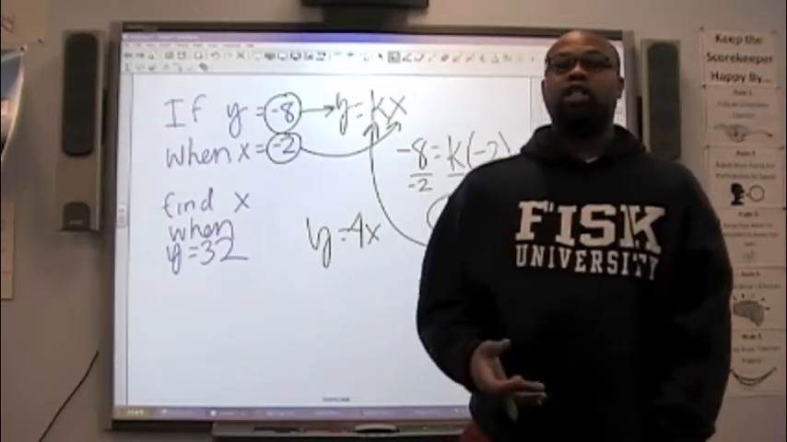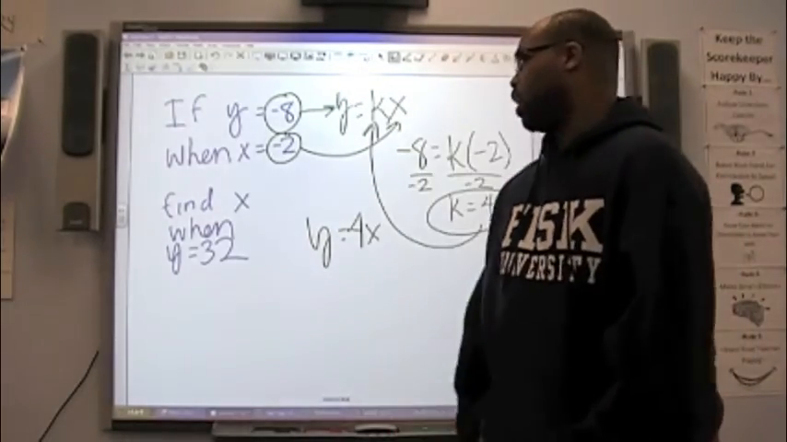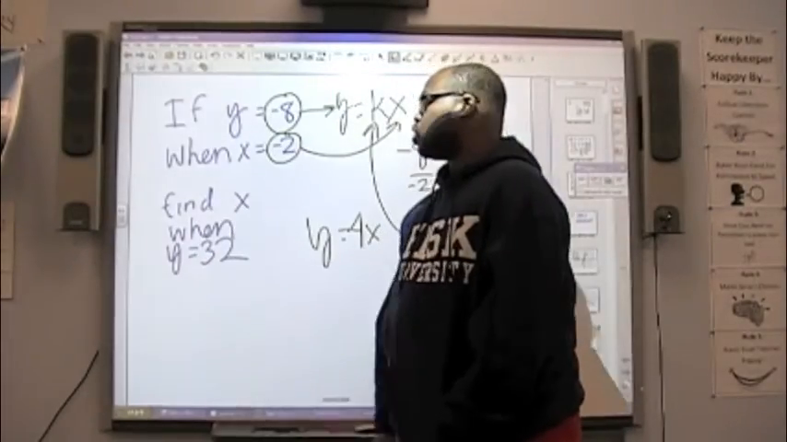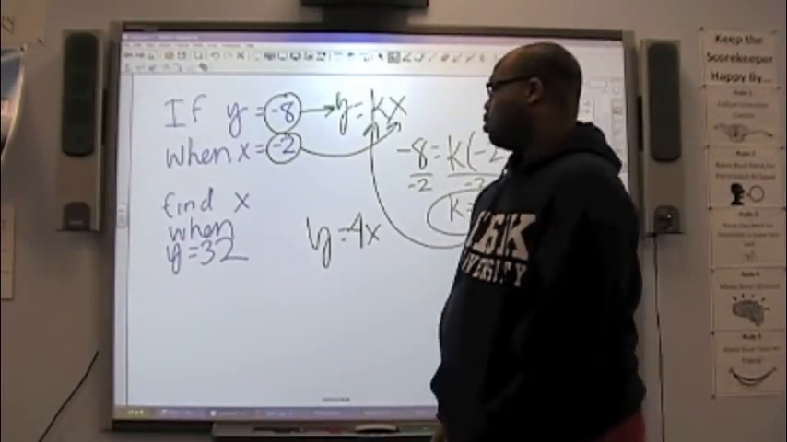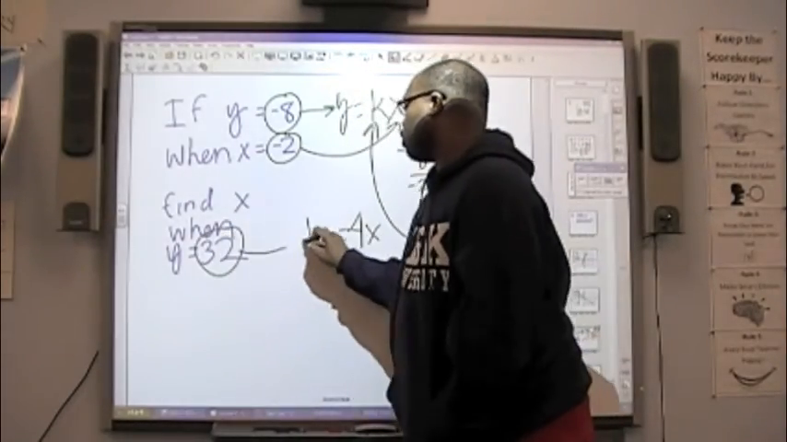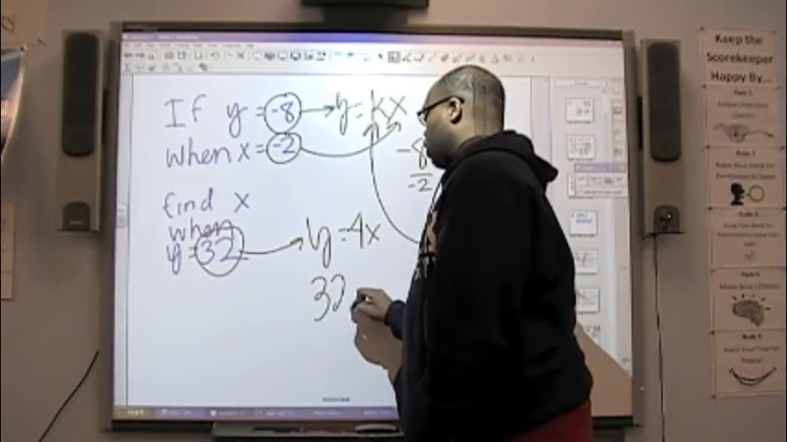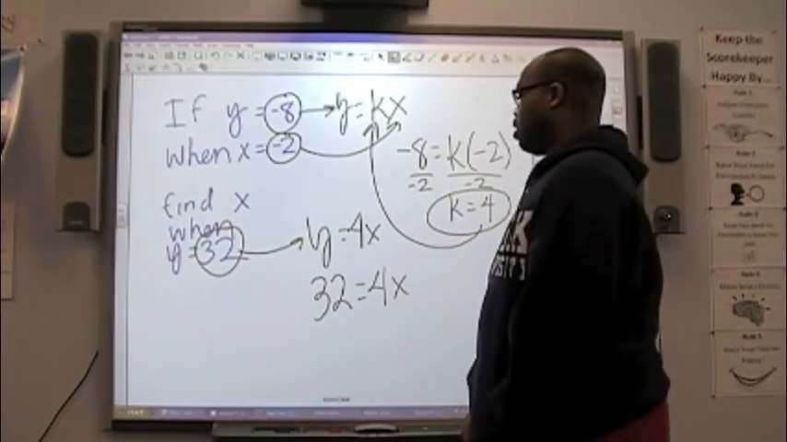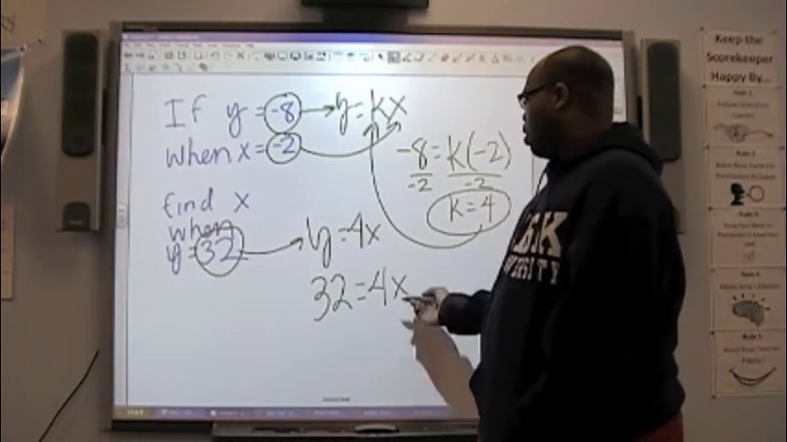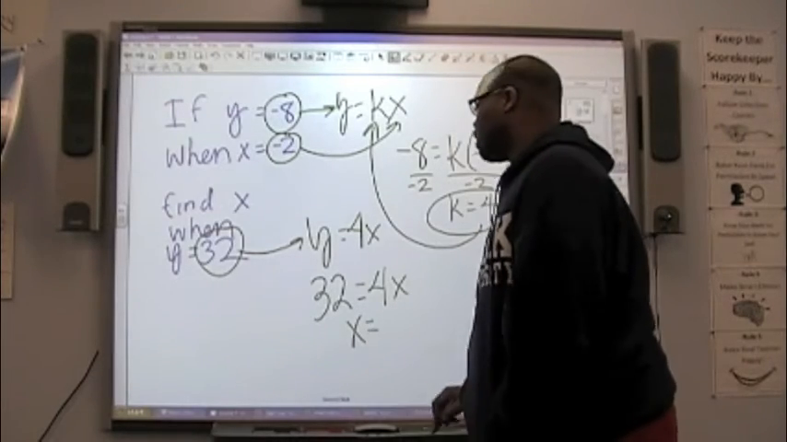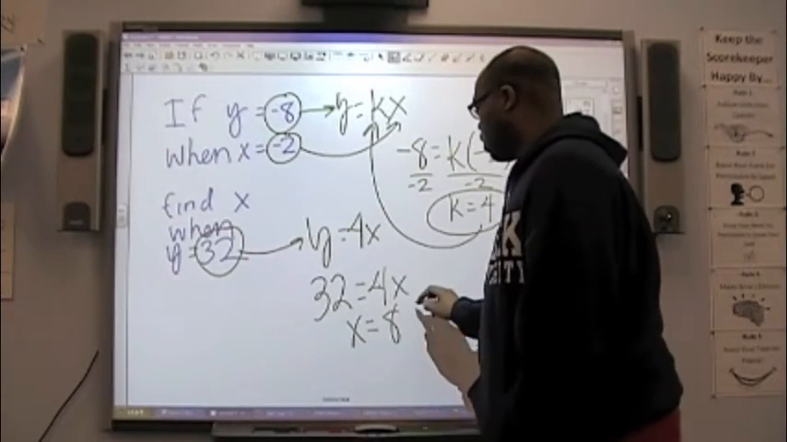Once I have that equation, I can answer whatever question they're asking me. They're saying find x when y equals 32. And so I'm going to substitute the 32 in for y. 32 equals 4 times x. And then solve for x. Well, x has to equal 8 because 4 times 8 is 32.